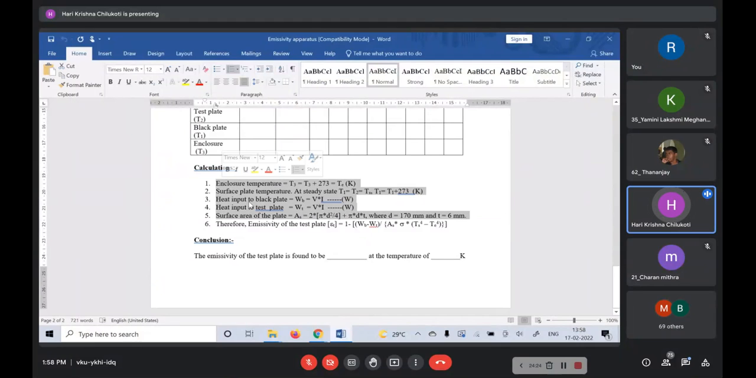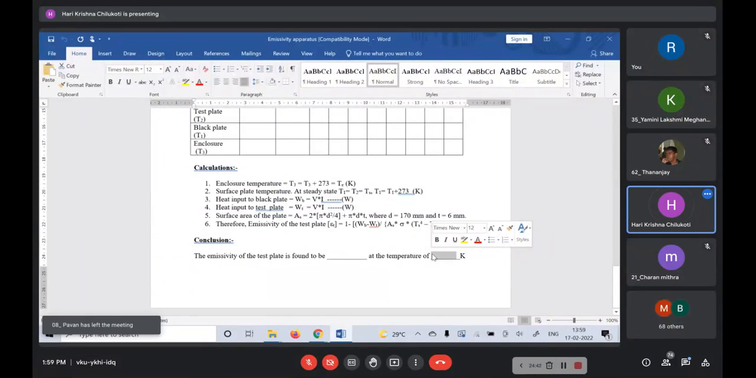Once we have all these readings, we can simply substitute in this particular formula, which gives you the surface emissivity of a surface at a particular temperature. This temperature is the temperature of the test plate, which is equal to the temperature of the reference plate at the steady state. In that fashion, one can find out the emissivity of a test surface at a particular temperature using the comparison method.